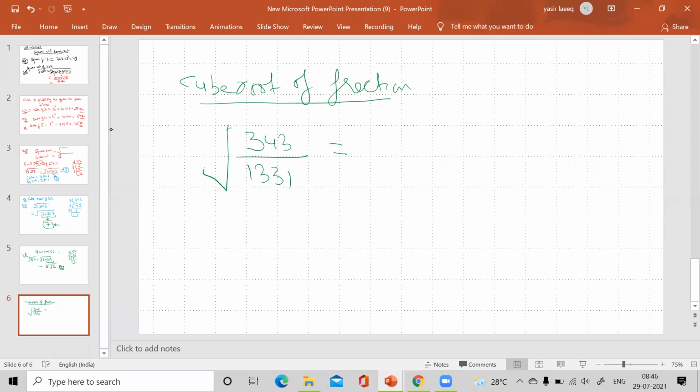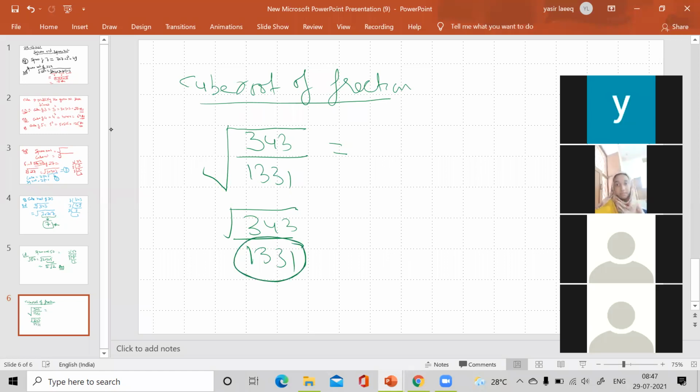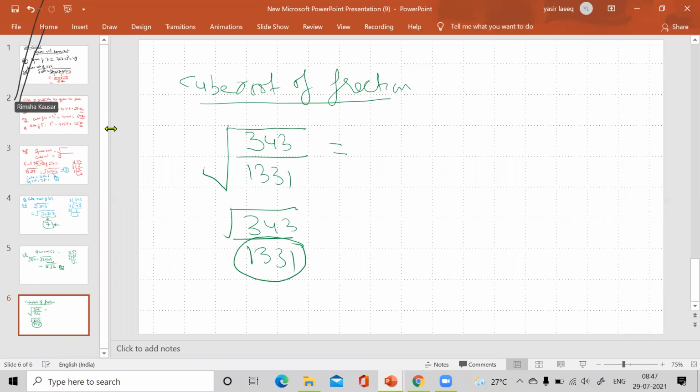Beta, remember to put the root sign over the whole fraction. Some students are writing like this. They are making the under root sign over the numerator only, not like this. This should also be covered in the under root sign. Beta, this should always cover.